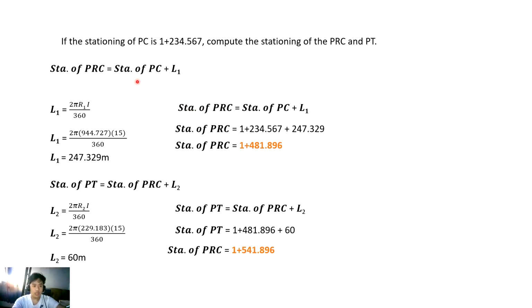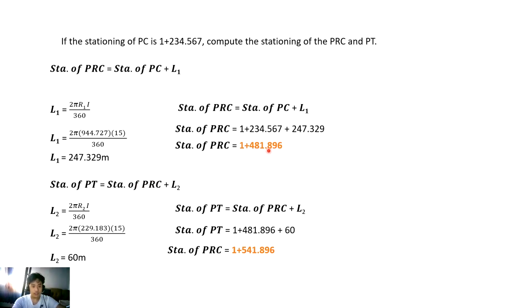So, makukuha na natin yung station of PRC. So, since given naman yung station of PC, which is ito, substitute lang natin siya sa given formula ng station of PC plus L1. So, 1 plus 234.567 plus 247.329 and we'll get the PRC 1 plus 481.896. Para naman makuha yung station of PT, we're going to use station of PRC plus L2.